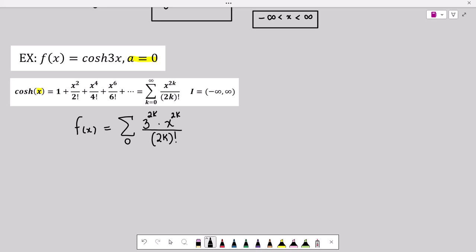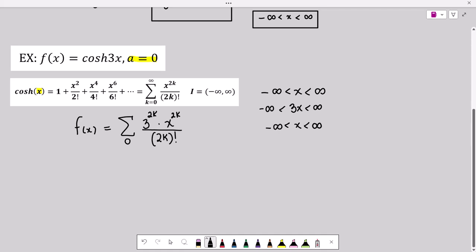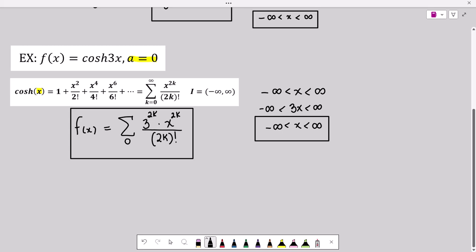Now we have to do the same thing over here. So our interval started out like this, but then we replace the x with 3x. And does that have any effect in the end? No. If we divide everything by 3, we end up with the same exact interval. Infinity divided by 3 is still infinity. So that is going to be our interval of convergence. And there is our summation notation for that.